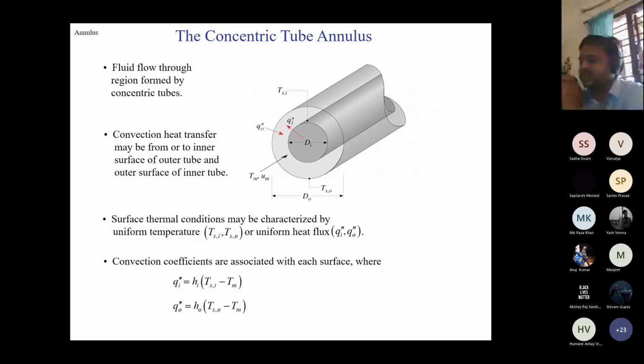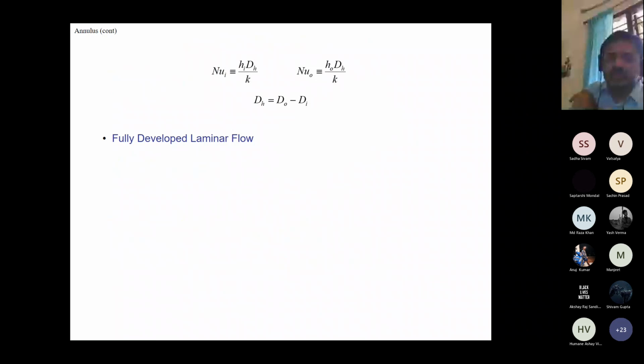So convection coefficients in this case are associated with both the surfaces. The internal surface, which we are calling I, and the outer surface, which we are calling O. So Qi double prime is going to be Hi times the temperature difference from the inner surface, and Qo double prime is going to depend on the heat transfer coefficient of the outer surface. Okay. So there are lookup tables actually to find these values. Okay? And if it is required, they'll be given to you.